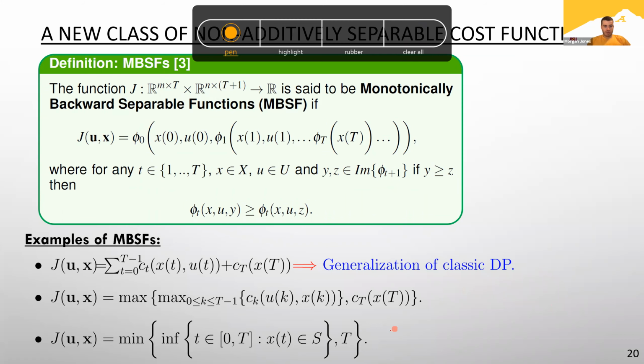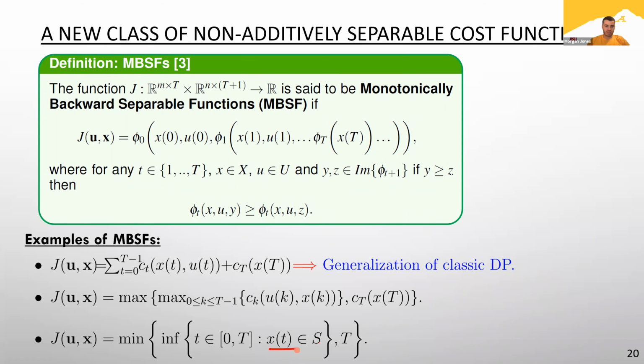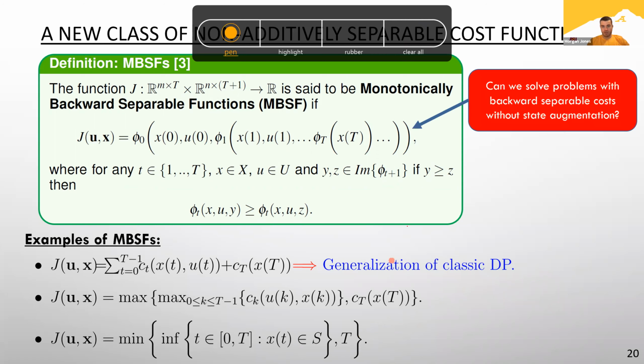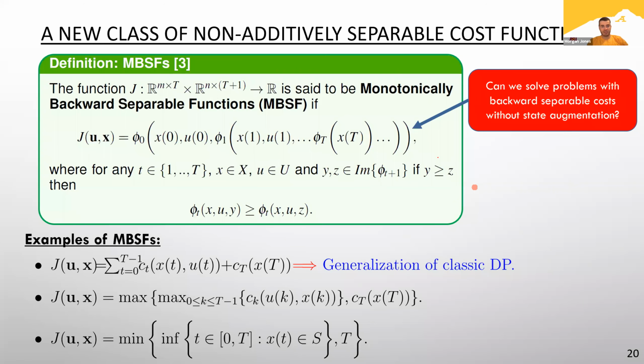And also the minimum time of the state to get to some set. This type of objective function turns out to be monotonically backward separable. And we can prove all of these are monotonically backward separable by finding these specific phi maps and show that the phi maps are also monotonic in their third argument. So we would like to solve problems with an objective function of this type of cost without using state augmentation.